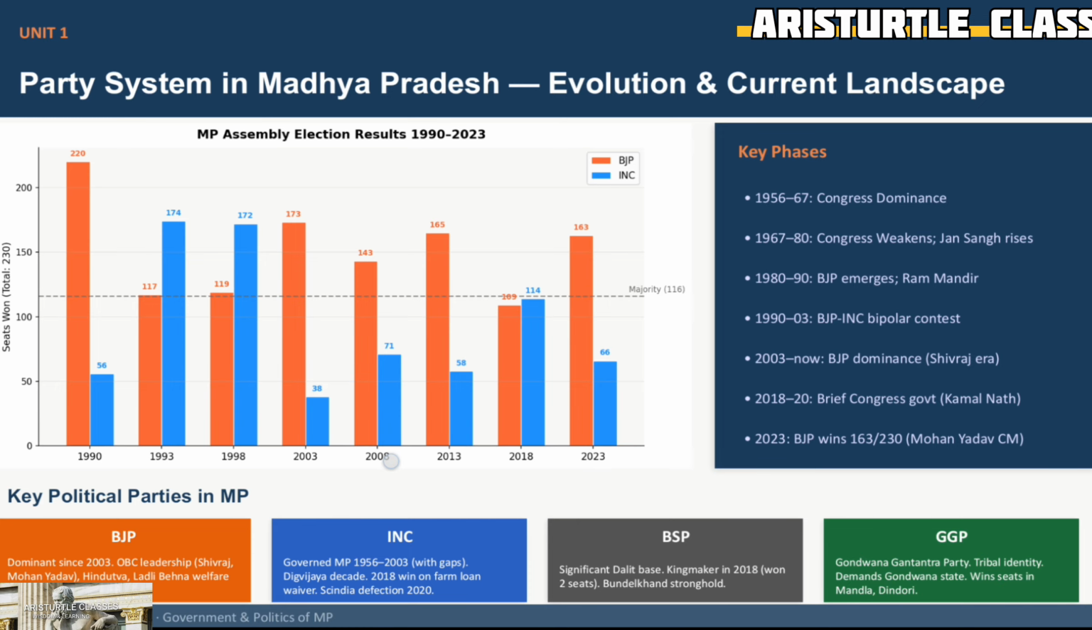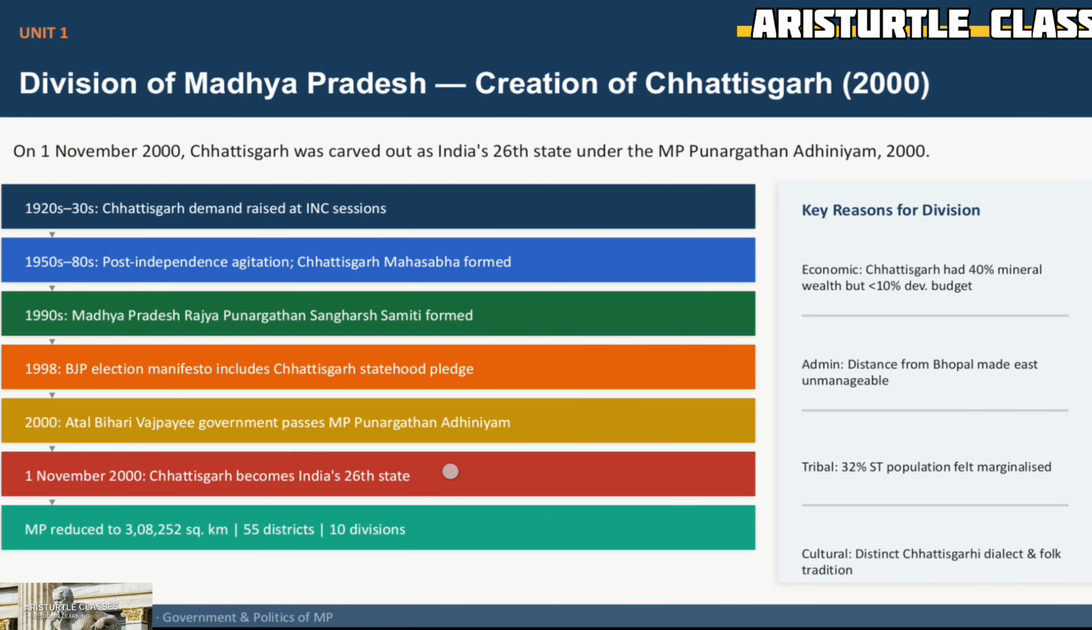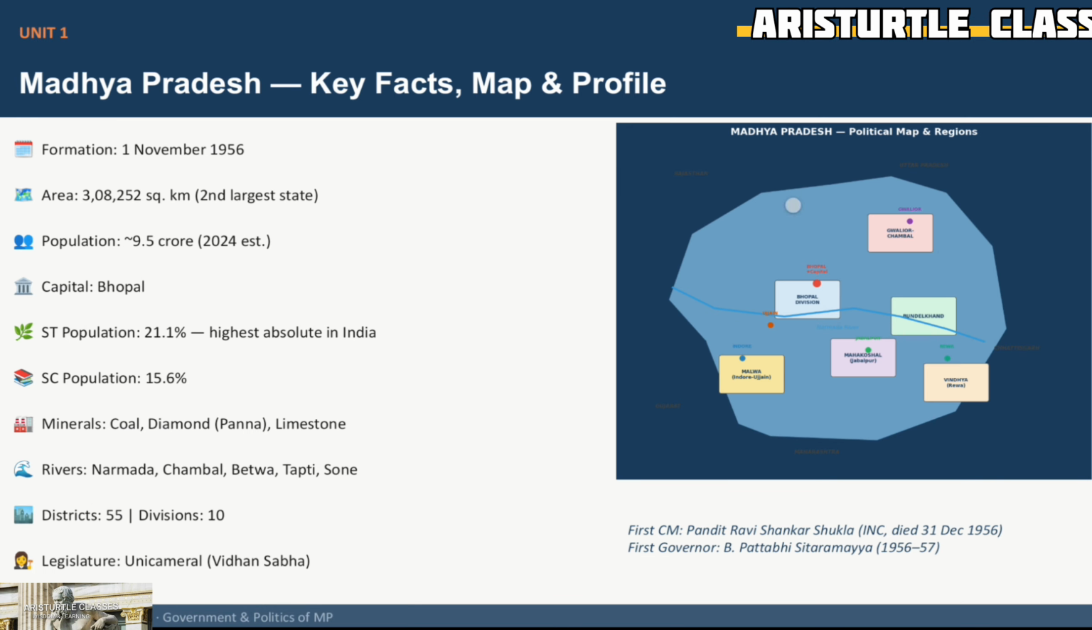Now, party system. Before moving to party system, we need to understand a few things about MP, that is, the characteristics of MP. Suppose this is MP. MP is a landlocked state.